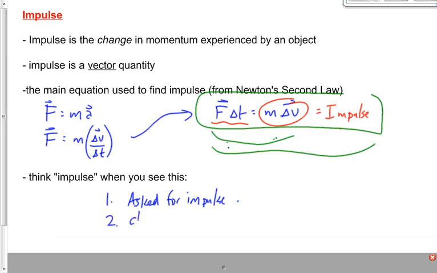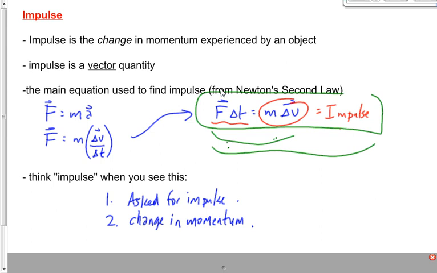When a problem mentions a change in momentum, how much momentum is gained by the penny as it falls from the top of the CN Tower to the ground? How much momentum is lost by the penny when it hits the ground? What's the change in momentum of the train as it came to a stop? If it mentions change in momentum, momentum gain, momentum loss, it doesn't actually have to say the word impulse. We're still going to use impulse.